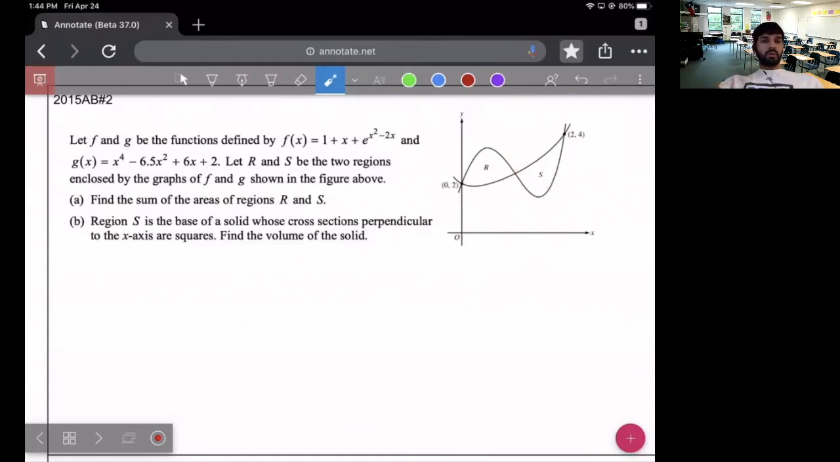Part B here is what I'm going to work. It says the cross sections are squares, and these are perpendicular to the x-axis. And we're just focused on region S, just like that. Perpendicular to the x-axis, find the volume of this solid of region S. So here we would first need to figure out by graphing which graph is which. I believe f of x is this guy right here, and g of x is this guy down here.